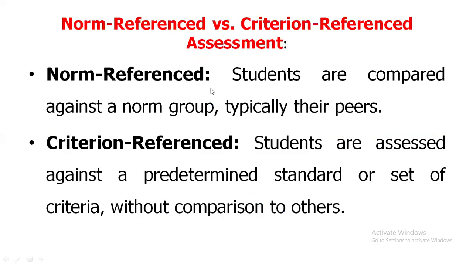Norm-referenced versus criterion-referenced assessment. Norm-referenced: students are compared against a norm group, typically their peers. Criterion-referenced: students are assessed against a predetermined standard or set of criteria without comparison to others.